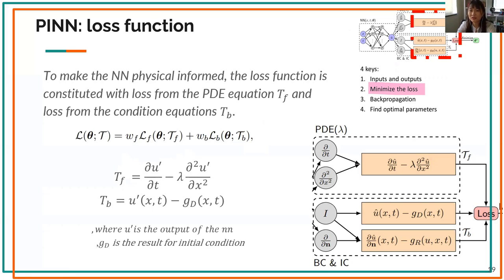Okay, as I mentioned, we can do that because we have a smart loss function. To make the neural network physically informed, the loss function is constituted of two terms: loss from the PDE, which is Lf here, and loss from the conditional equation, which is Lb. So the loss function, as we can see here, where theta is all the parameters that I have in the neural network, is a function of theta, because theta will affect the prediction, right? So the loss function L(theta) equals some weight times the loss from my PDE term, plus some weight times my loss from the conditional term.